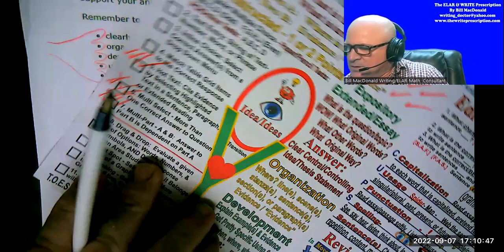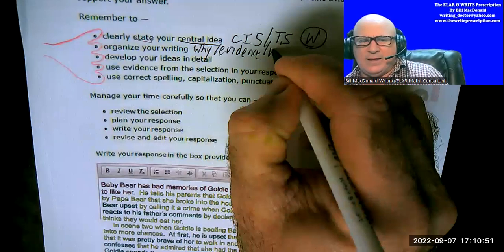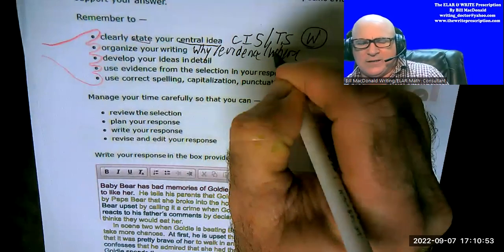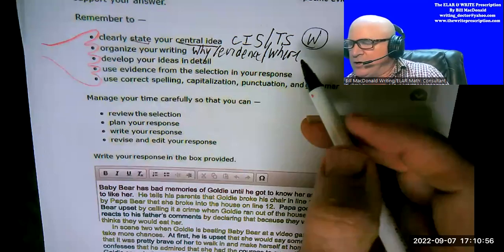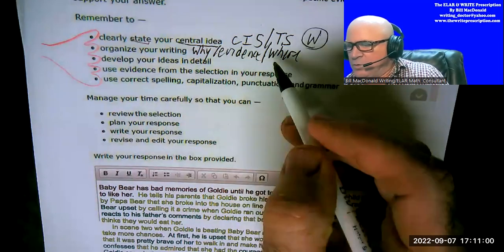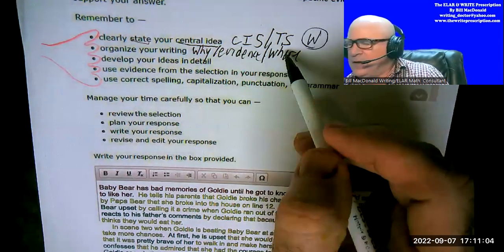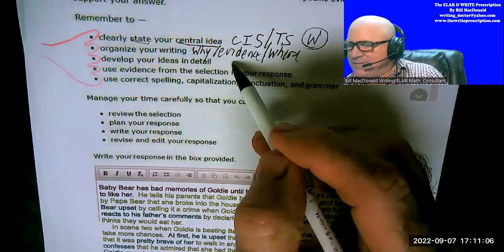So, do you always have to tell where? No, but I think that it helps with the organization of the response to let the reader know these 2 W's. Where is your answer? And why do you feel like that's the answer to your question? And then present your evidence.